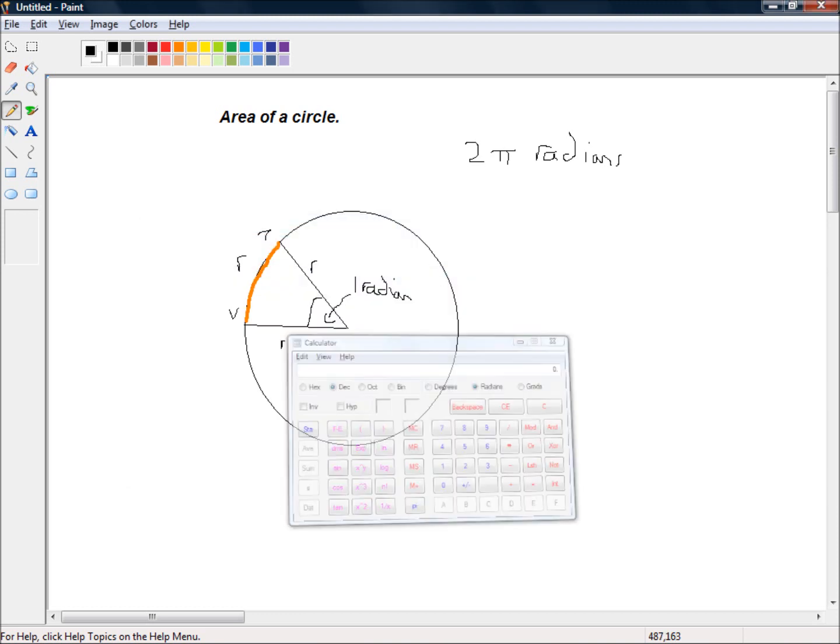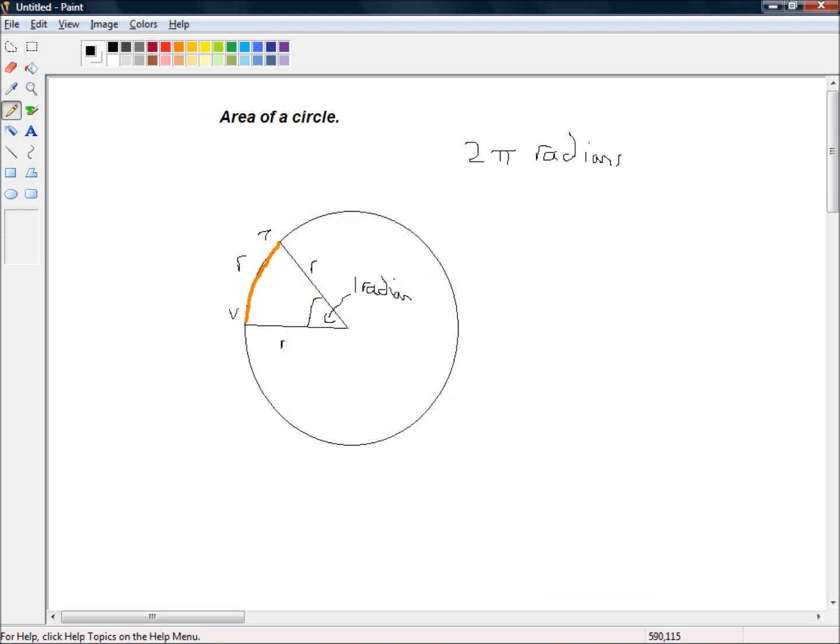This is called the small angle approximation, and it only works in radians. We can say that the sine of an angle is roughly equal to the angle, but only in radians and only if the angle is really, really small.